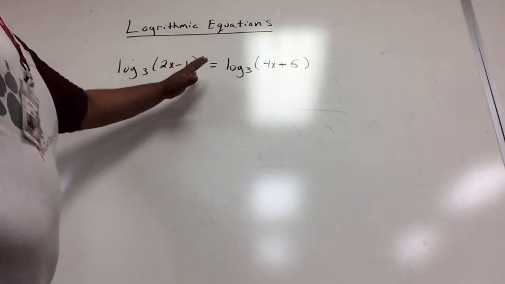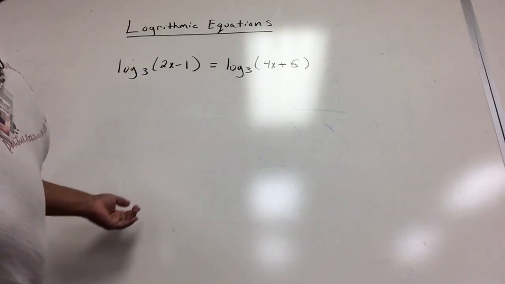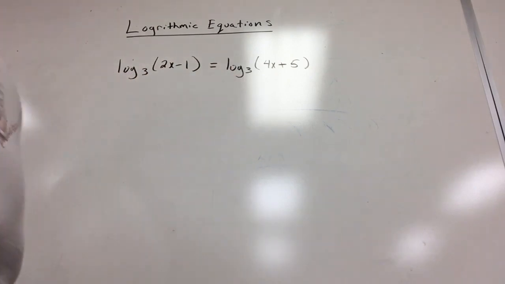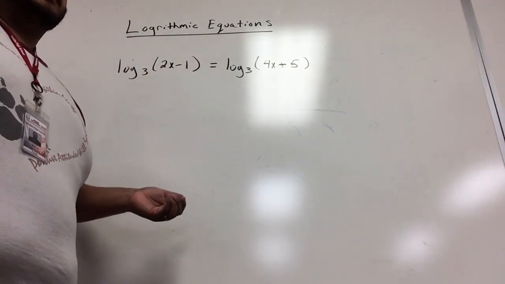Alright, so today we're going to be solving logarithmic equations that have two logs set equal to each other. Of course, it's very important that we make sure the log bases of each log are the same. In this case, log base 3 of 2x minus 1 equals log base 3 of 4x plus 5. Because the log bases are both the same, I can go ahead and solve the equation.